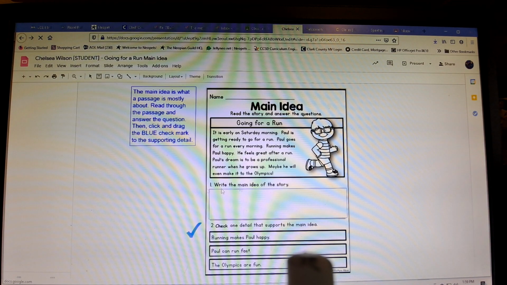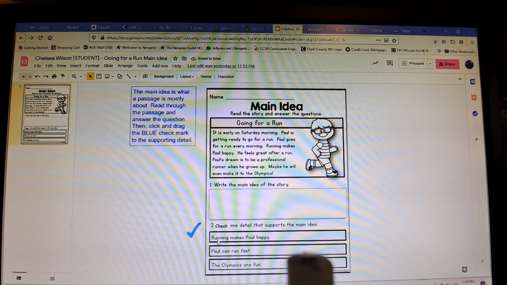Main idea, of course, is what the passage is mostly about. We'll read that, write the main idea, and then we'll check a detail that actually supports the main idea. This one we will go over as a class as well.